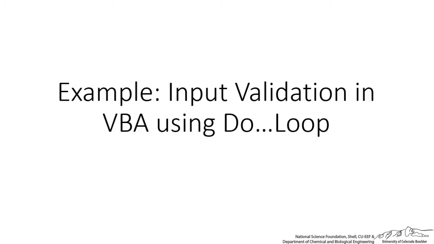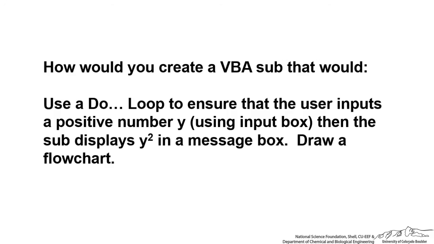This screencast is going to go over an example of input validation, specifically using a do loop in VBA. So we want to create a sub in VBA that will use a do loop to ensure that the user inputs a positive number y using an input box, and then the sub is going to display y squared in a message box. The first thing we want to do is to draw a flowchart, and then we're going to implement that flowchart directly into VBA code.